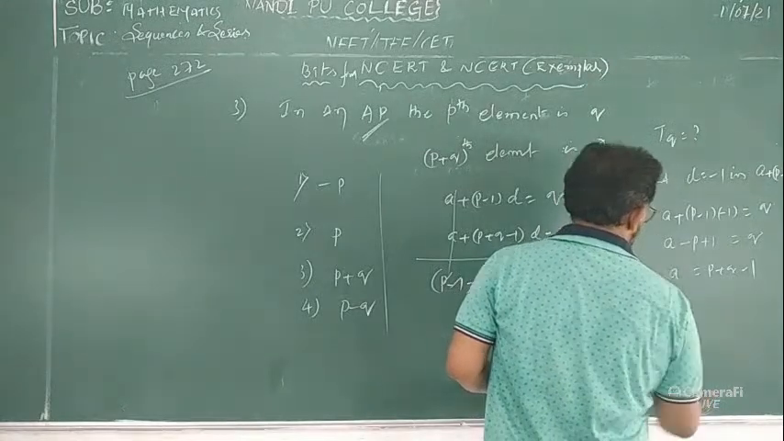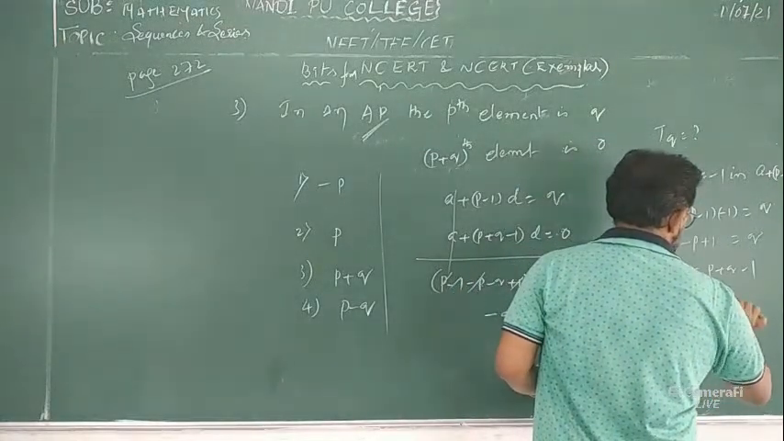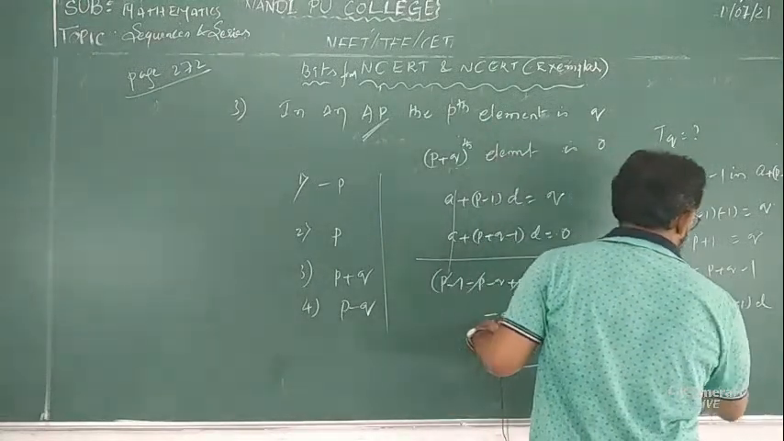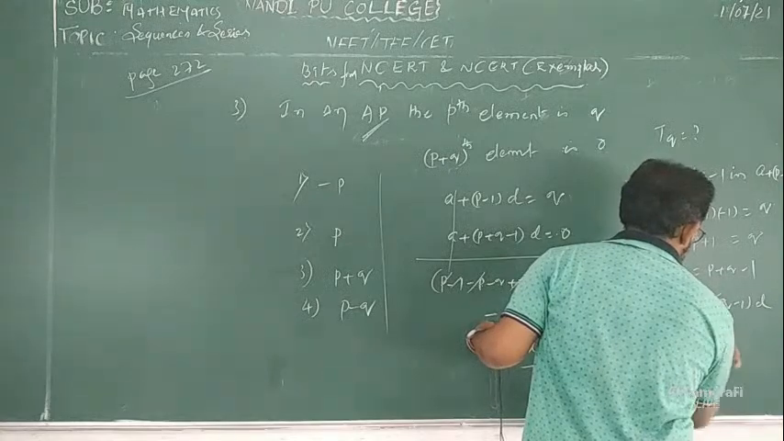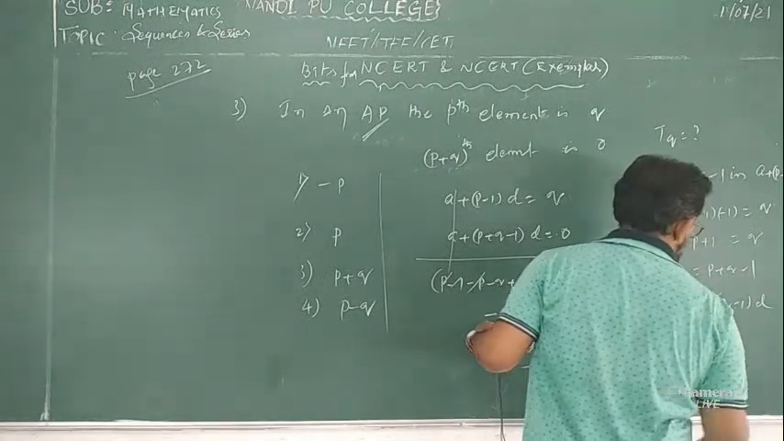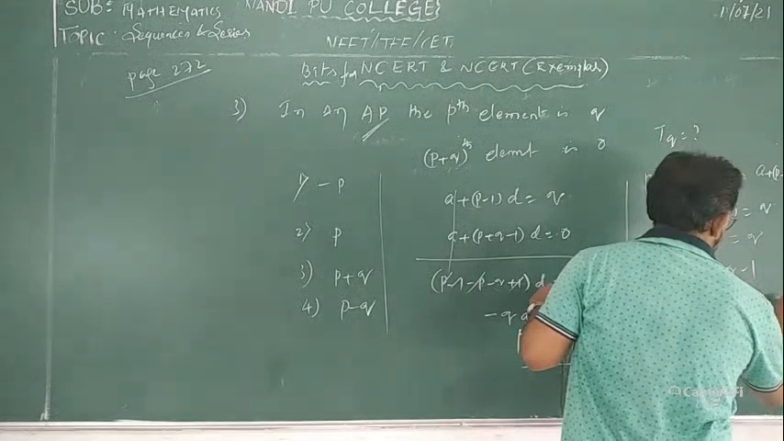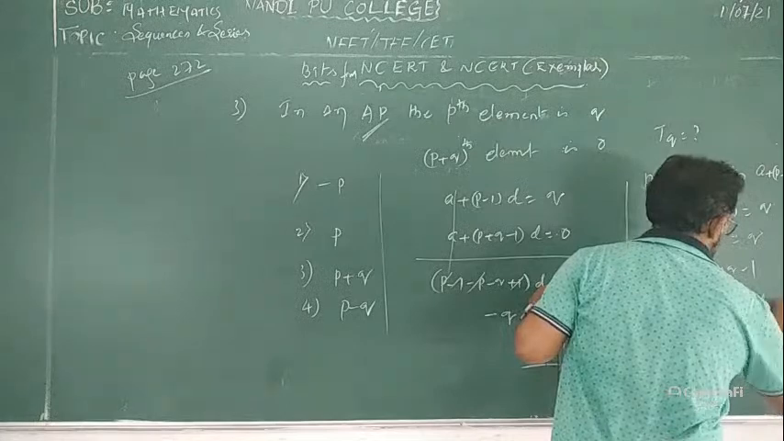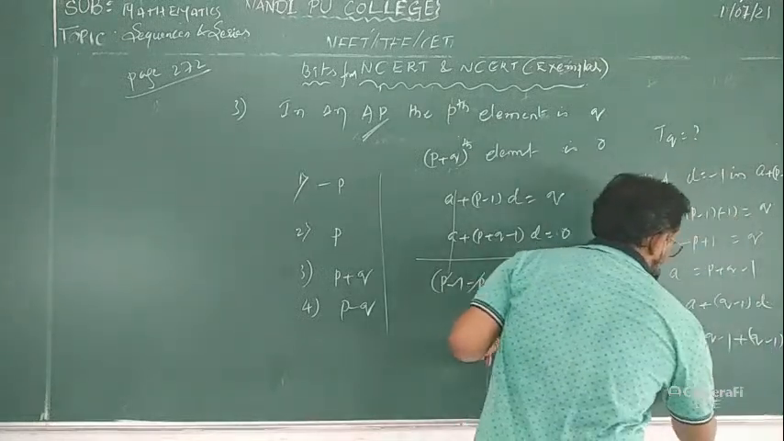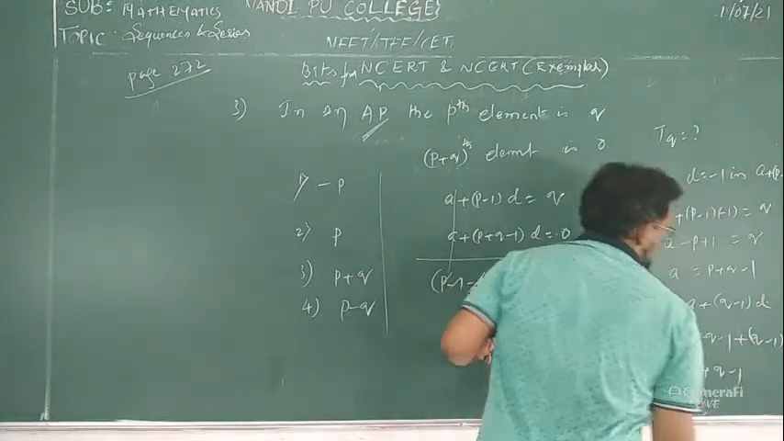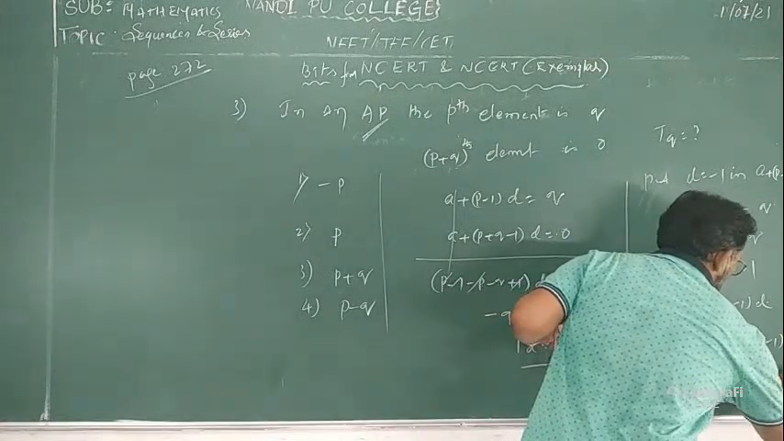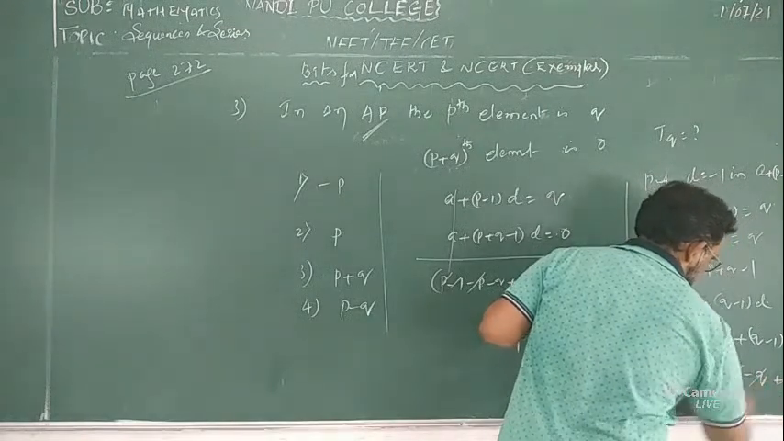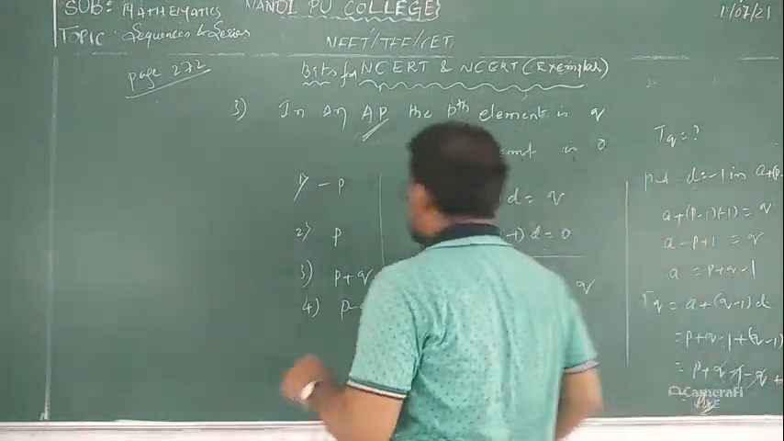Therefore, tq is equal to a plus q minus 1 into d. The a value is nothing but p plus q minus 1, and q minus 1, d is nothing but minus 1. So, this is nothing but p plus q minus 1 minus q plus 1. So, now that gets cancelled, and your answer is p. P is the answer.